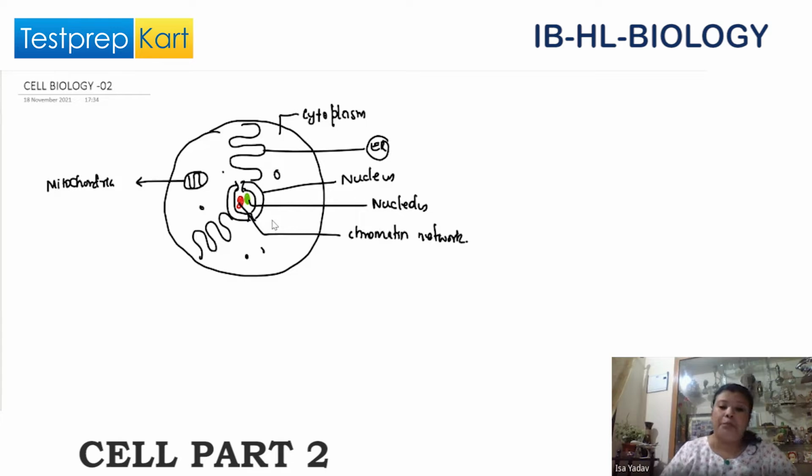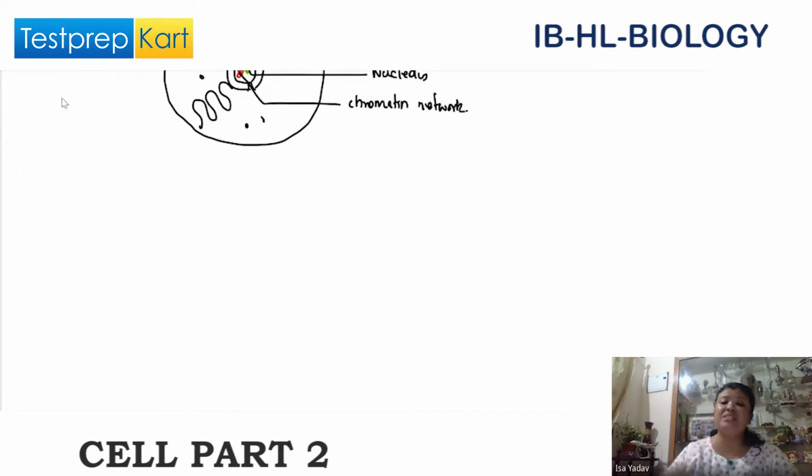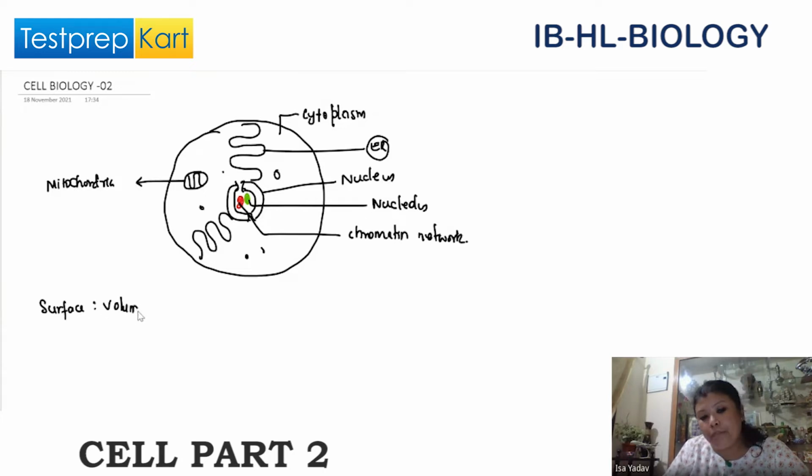Now, when we are talking about the cell surface, when we say a cell is larger or a cell is smaller, we have different types of cells performing different functions. But one important point that we all need to remember is the surface to volume ratio. This is very important.